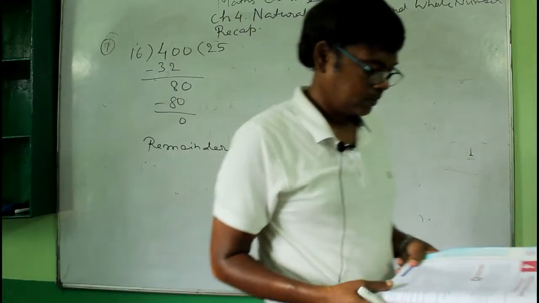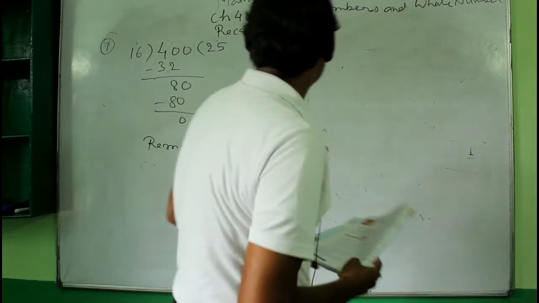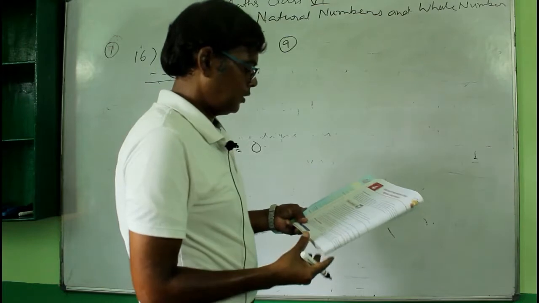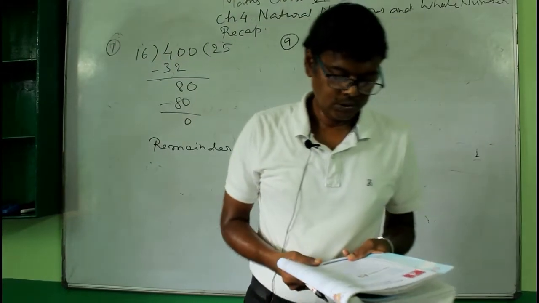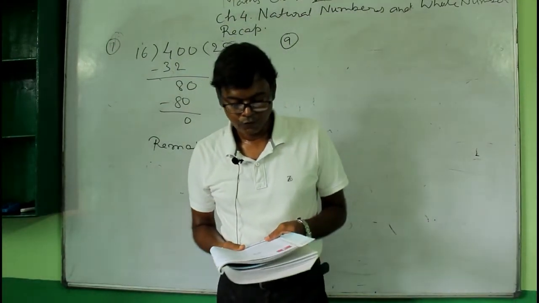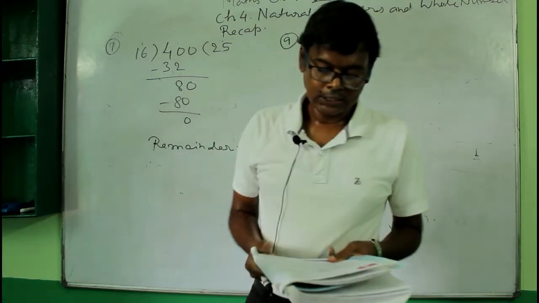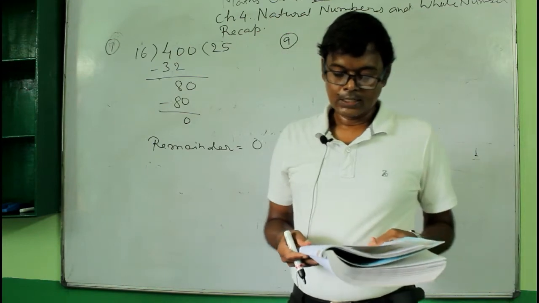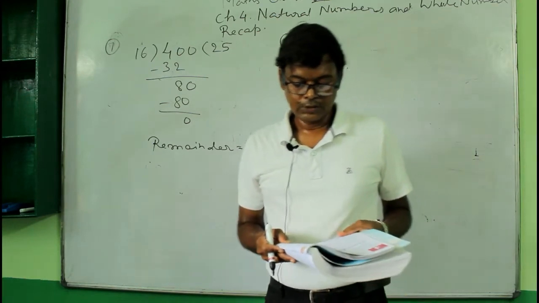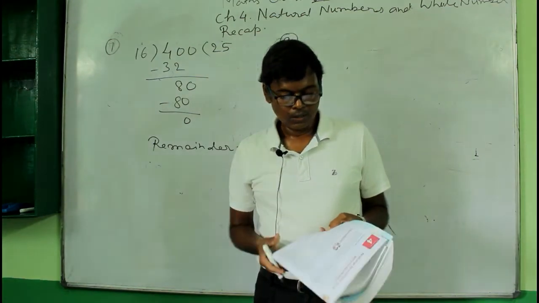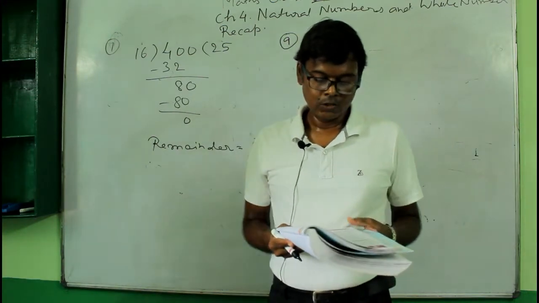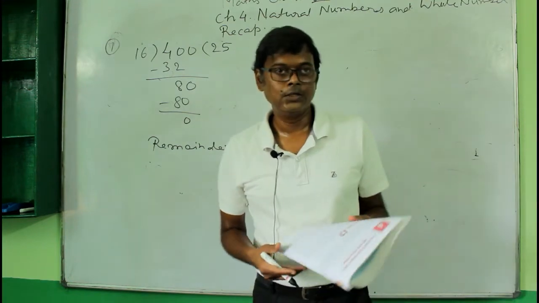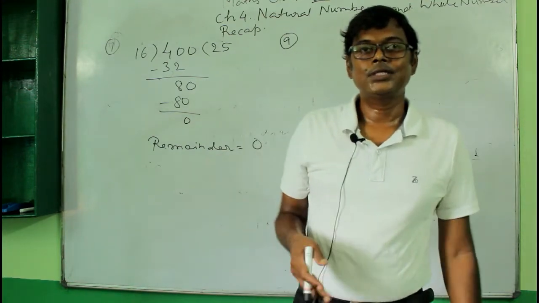Then question number 9. Okay, question number 9. North Indian thali is sold for rupees 80 and South Indian thali is sold for rupees 100. So in a party 20 of each type are ordered. How much money will be paid to the restaurant? So here, what is the meaning of North Indian thali? You know, North Indian thali, South Indian thali.